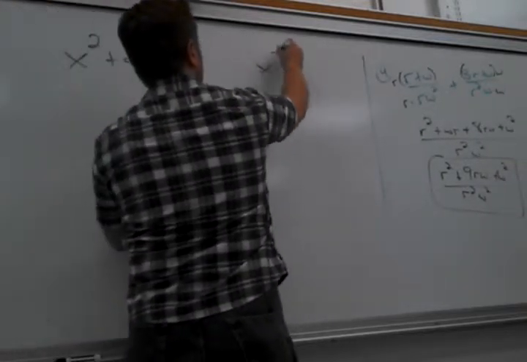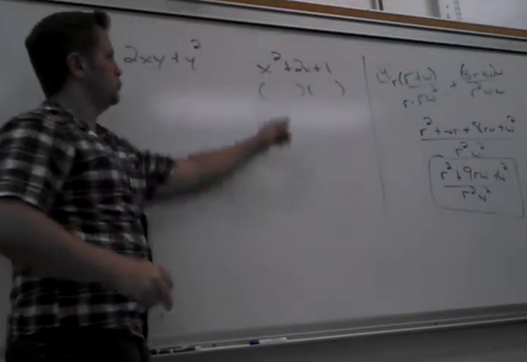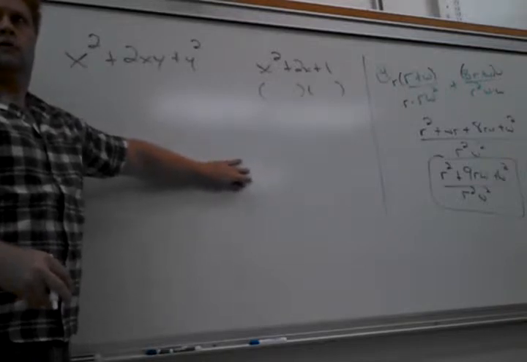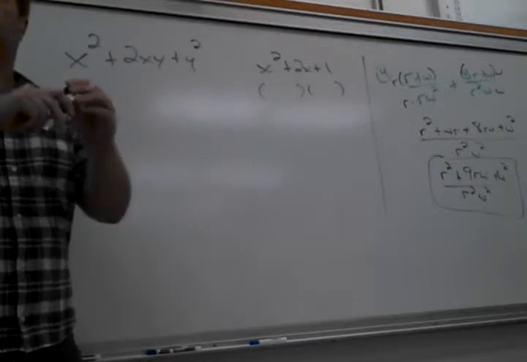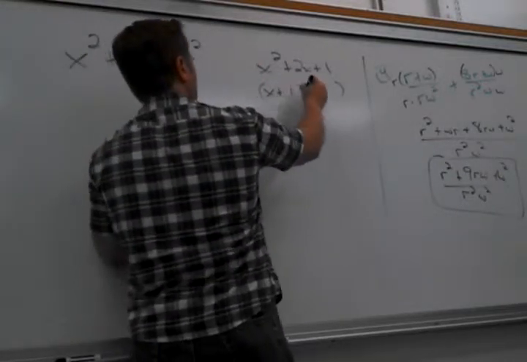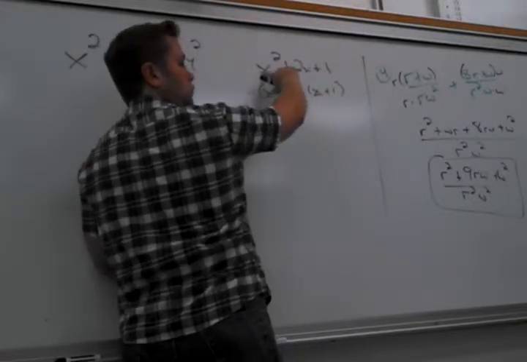Now, real quick, what would you do with this? What would you do with that? How would you factor that? Yeah, it's got to be 1 and 1. It's the only way to multiply by 1, and they add to be 2. X plus 1, X plus 1. Now, why'd you put an X there and an X there? Because there's X squared.